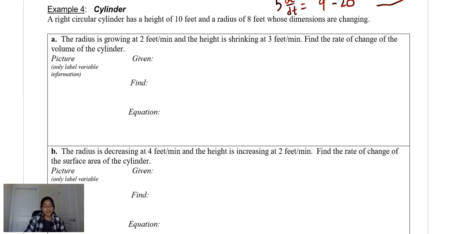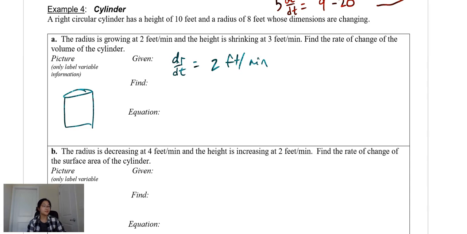Alright, so let's look at a cylinder. So we have a right circular cylinder that has a height of 10 feet and a radius of 8 feet whose dimensions are changing. So we have the radius of our cylinder, dr/dt, is 2 feet per minute. And the height, dh/dt, is shrinking, -3 feet per minute. What's the rate of change of the volume of the cylinder? So we need dV/dt.